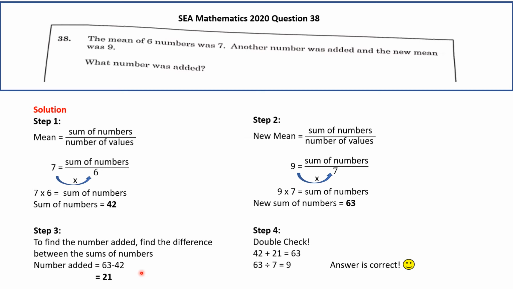Then we need to double check our answer. If I say 42, which is the original sum of numbers for the mean, and I add on 21 to that, I'm going to get 63. So 63 divided by 7 is going to give me 9, which is the new mean. Here in the question it says the new mean was 9, so that means our answer is correct.